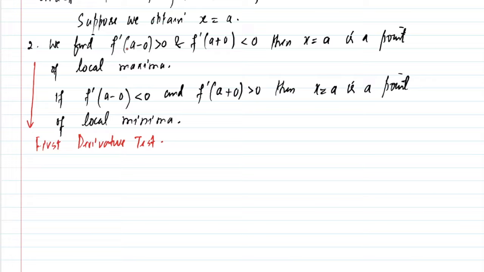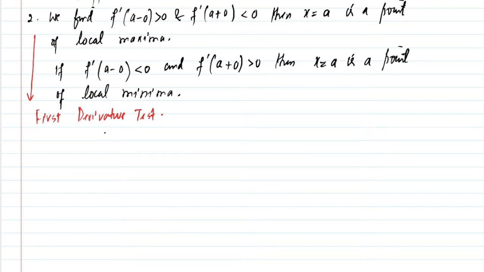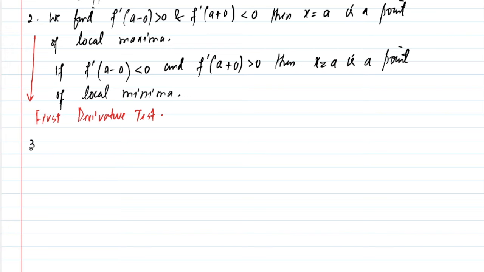If the left hand limit is positive and the right hand limit is negative, then the point x equal to A will be called a point of local maxima. But if the left hand derivative at A is negative and the right hand derivative at A is positive, then x equal to A is a point of local minima. So now let's proceed towards defining the second derivative test. This is point number 3.